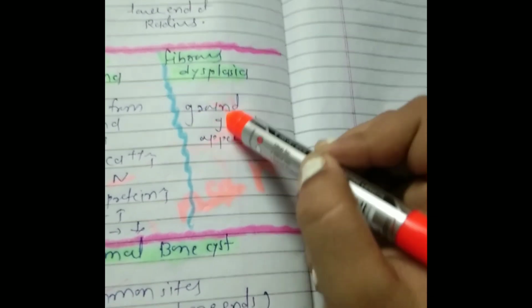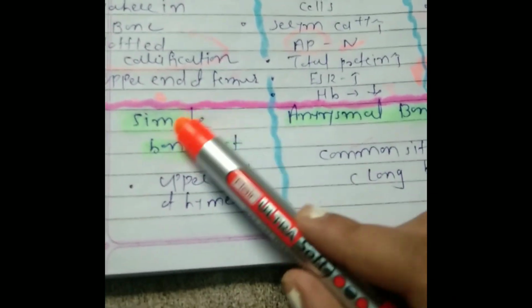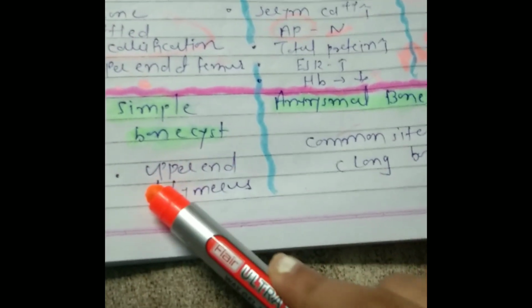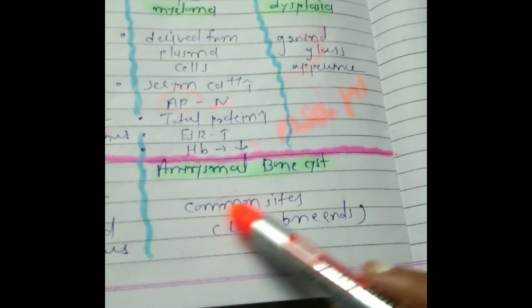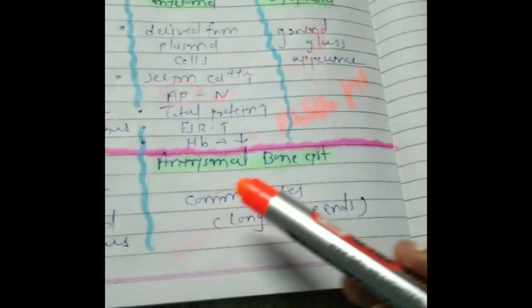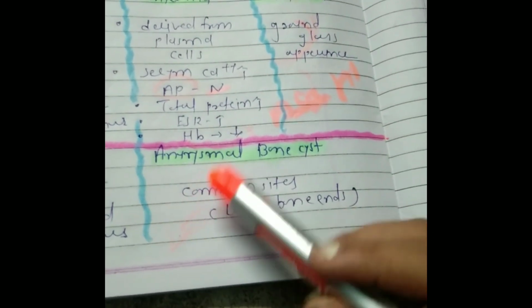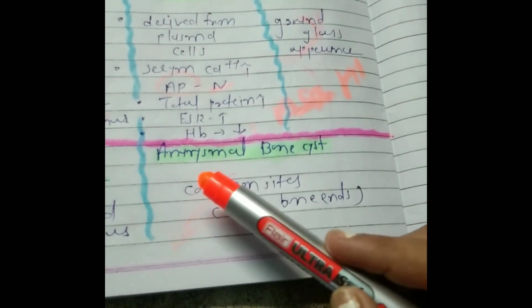Now let's move on to fibrous dysplasia, where in the X-ray you can see a ground glass appearance. Now simple bone cyst: the most common site is the upper end of the humerus. For aneurysmal bone cyst, the most common sites are long bone ends, like the lower end of your femur and humerus.